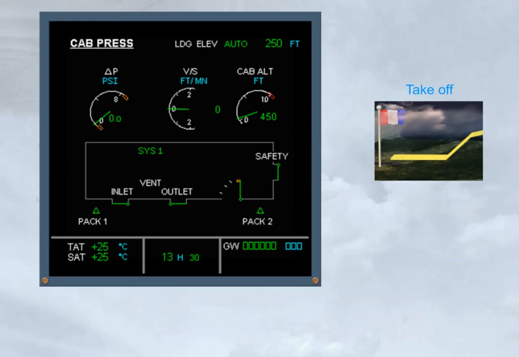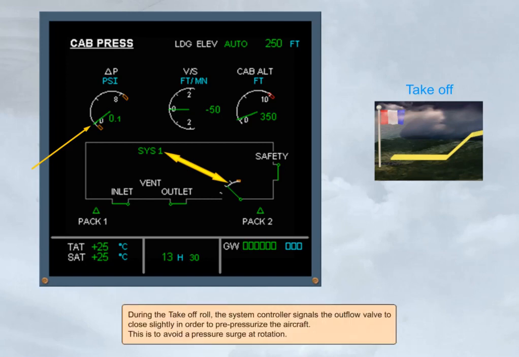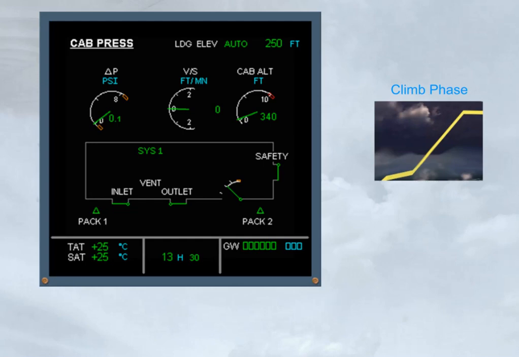During the takeoff roll, the system controller signals the outflow valve to close slightly in order to pre-pressurize the aircraft. This is to avoid a pressure surge at rotation. At liftoff, the controller initiates the climb phase and cabin altitude varies according to a fixed law, taking into account the actual rate of climb of the aircraft. The outflow valve will move as required to achieve this.